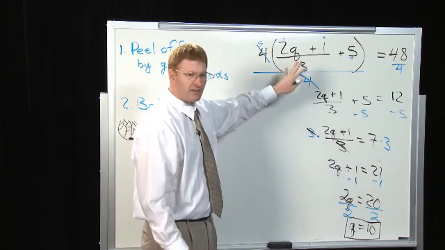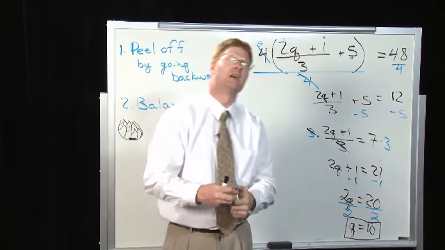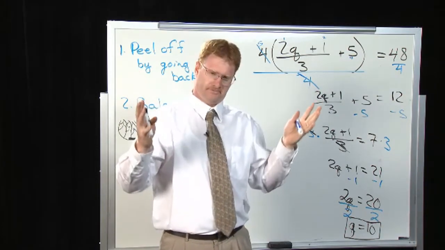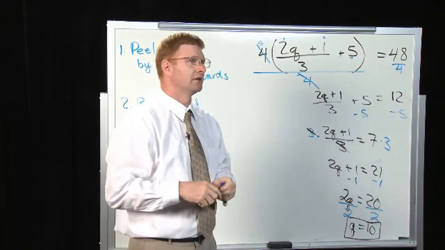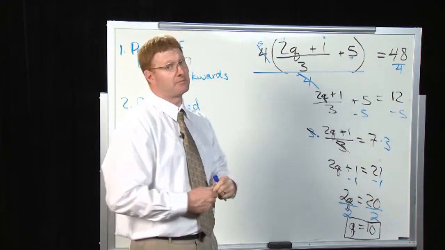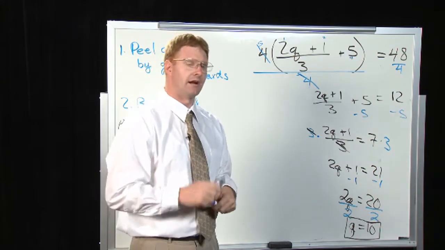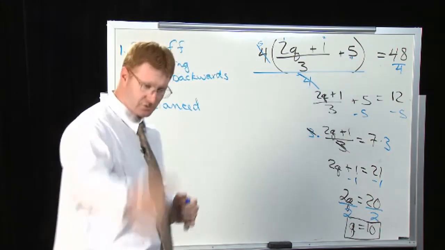Now right here, this is just kind of a riddle. If I were to say this in English, I would say, I started with a number. I first times it by 2. Then I added 1. Then I divided by 3. Then I added 5. Then I times by 4. And I ended up with the number 48. Guess what I started with?